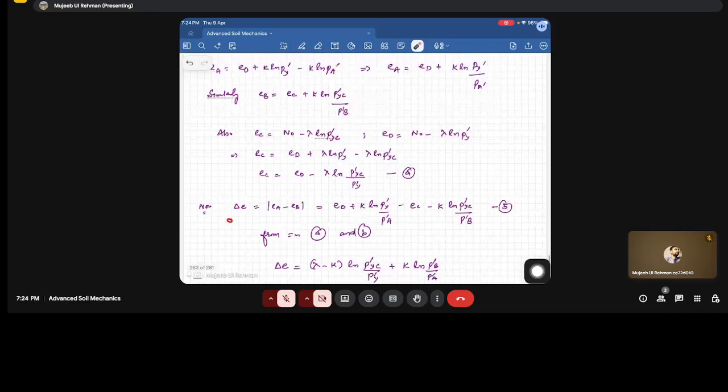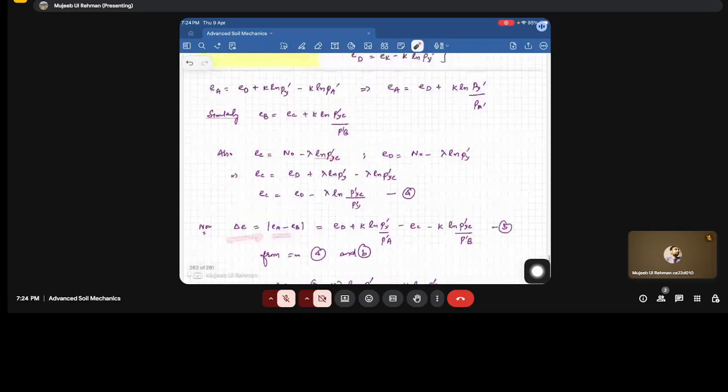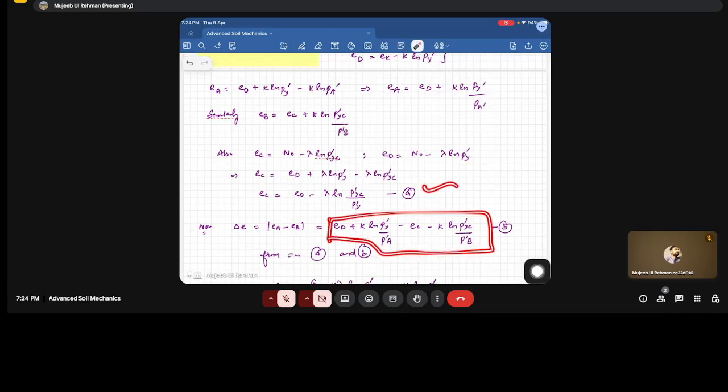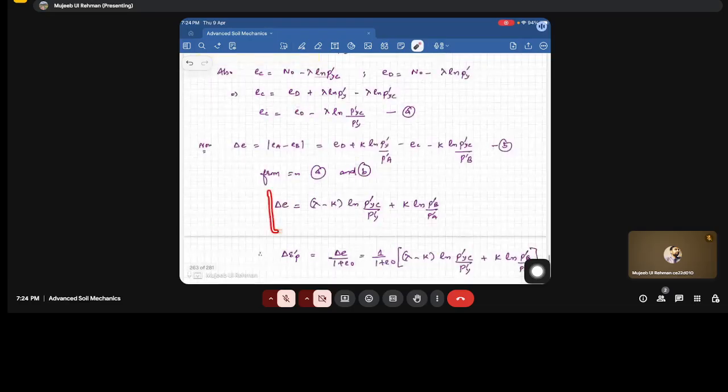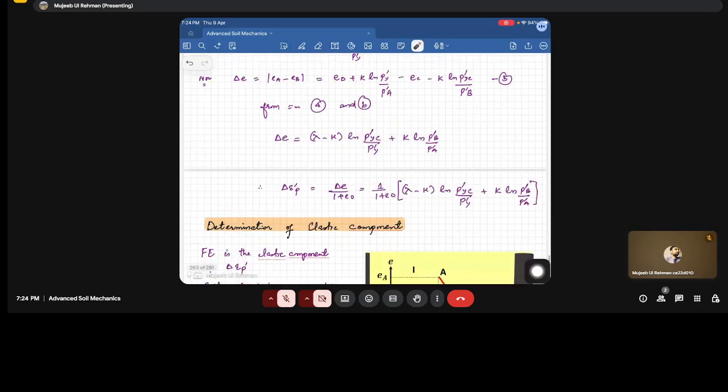Now from this equation, delta e is equal to e_A minus e_B, we will use the equation of e_A and e_B, and this will look like this. Then from equation A, we will use the relation between the e_C and e_D. We will get the change in void ratio, delta e, which is lambda minus kappa ln of P'_yC divided by P'_y plus kappa times ln of P'_B by P'_A.